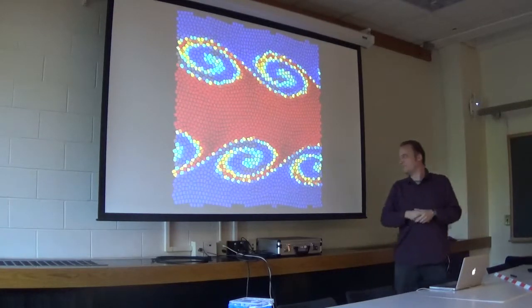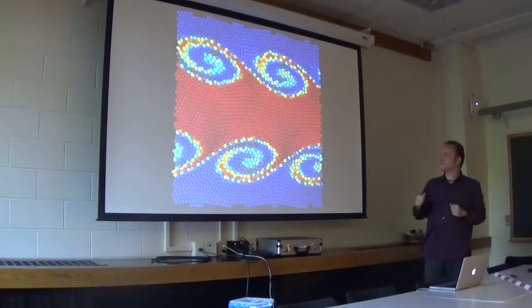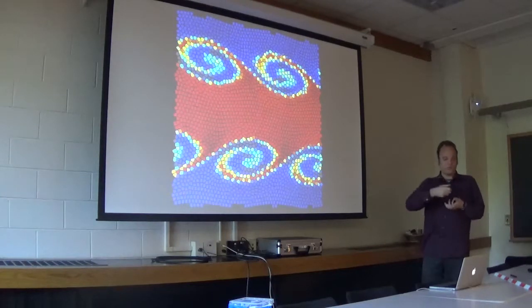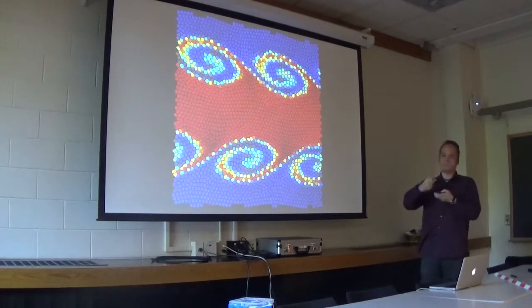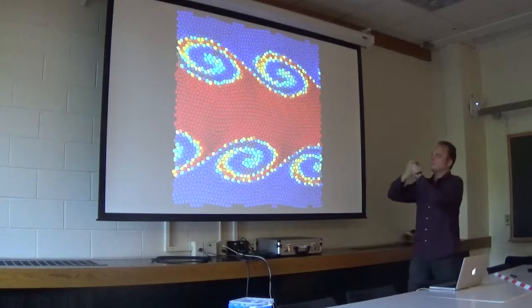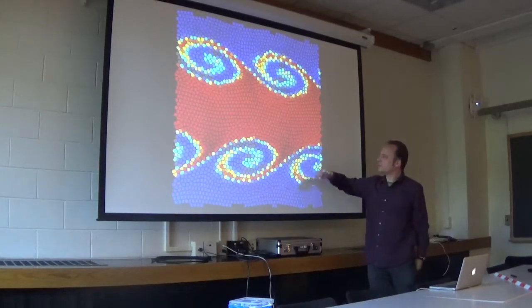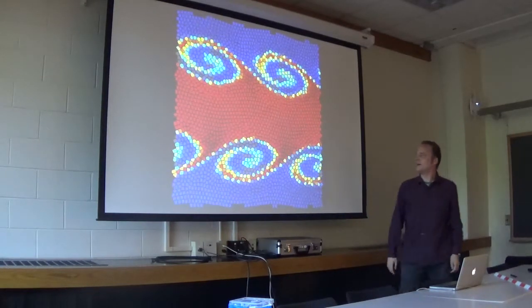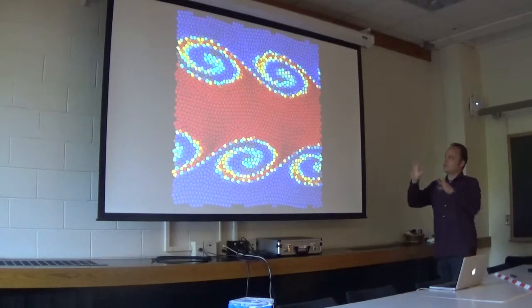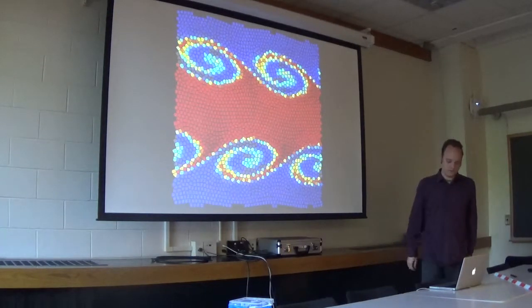But the great thing about having a moving mesh is, rather than passing fluid from zone to zone to zone, which can be a diffusive operation, you can have your mesh follow the fluid, which can maintain contact discontinuities to very high precision, and you have a lot less numerical diffusion by doing this.